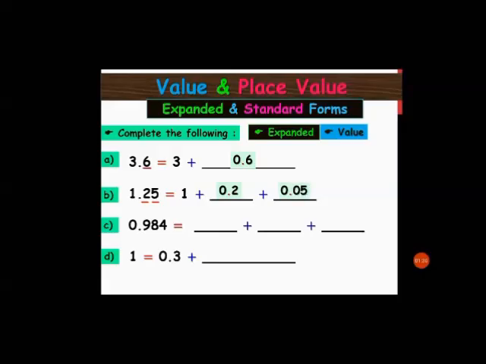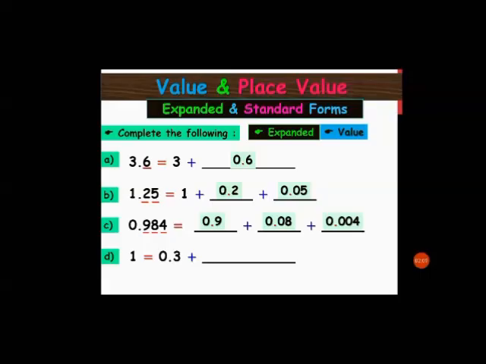Then the next question, 0.984. How many places do I have? I have 3 places, so I can split this number into 3 places. I have 3 dashes, so I can find the value for 9, the value for 8, and the value for number 4. So the value of 9 is 0.9, the value of 8 is 0.08, and the value of 4 here in this number is 0.004.